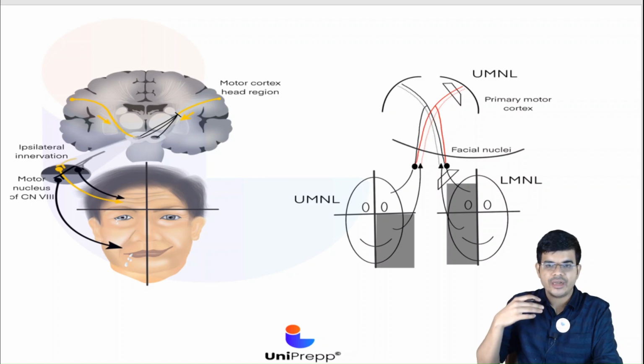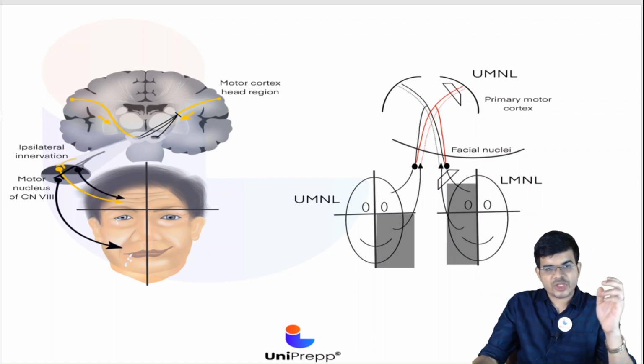The lower part has got fibers coming only from the contralateral side. So these are the things that you have to learn.